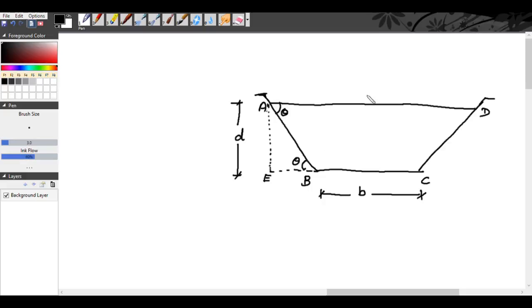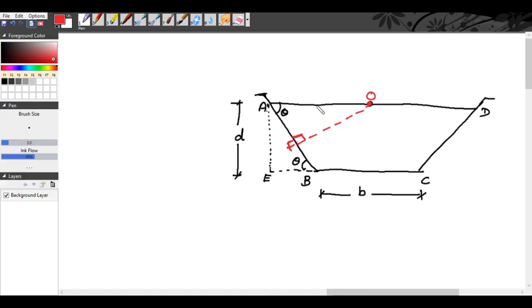Now let us consider the midpoint of the top width as O. And from O, you draw a line perpendicular to the sloping side, and we will take this point as F. Draw a perpendicular line to the sloping side. So this angle is 90 degree and make this point as F.